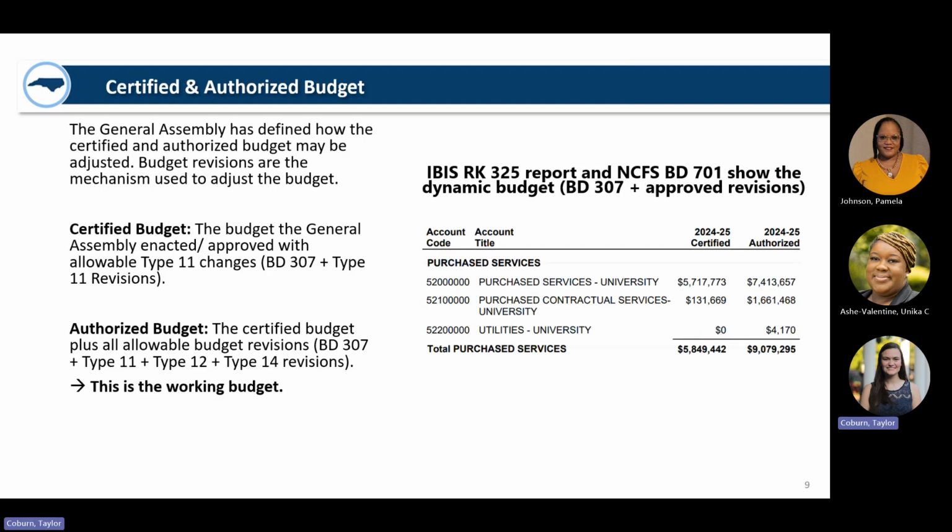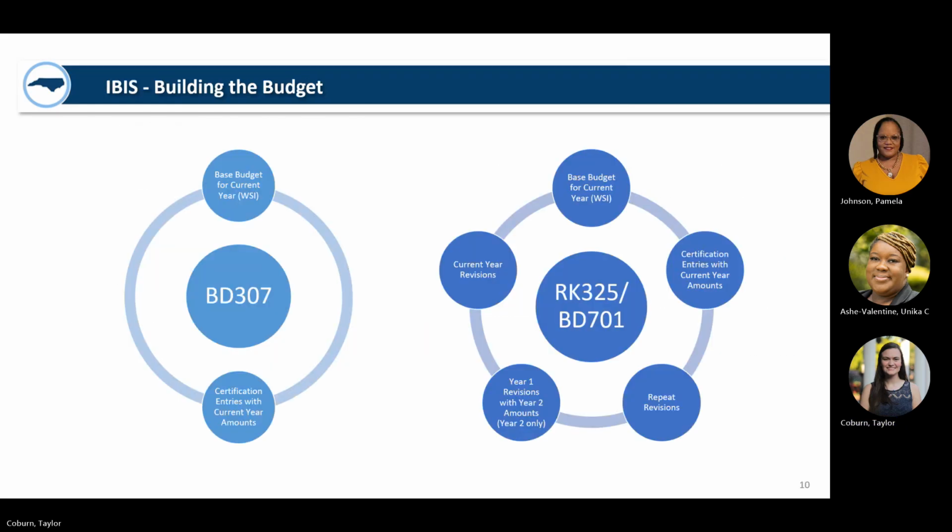In other terms, your certified budget is the RK 325 and 701 report amount. The 325 and 701 reports are the BD 307 plus adjustments from 11 type revisions, whereas your authorized budget is the BD 307 plus adjustments from 11, 12, and 14 type revisions. This slide shows another way of representing how those BD 307 and RK 325 reports are built and what components are included to get to the amounts you see in those reports.